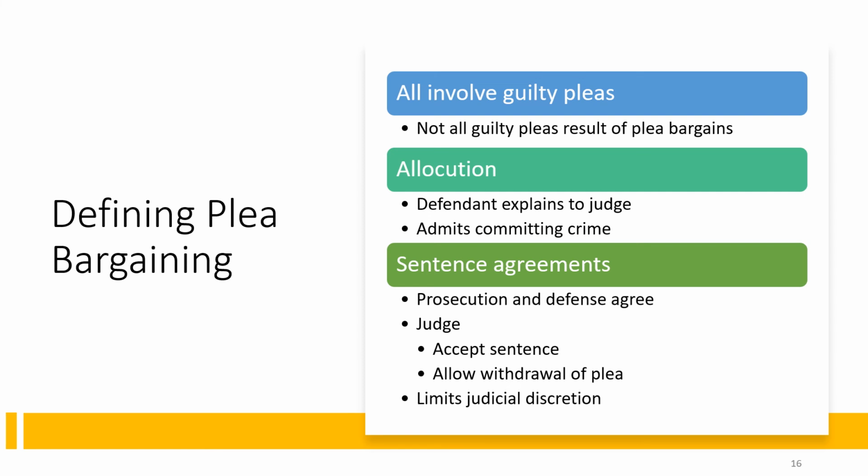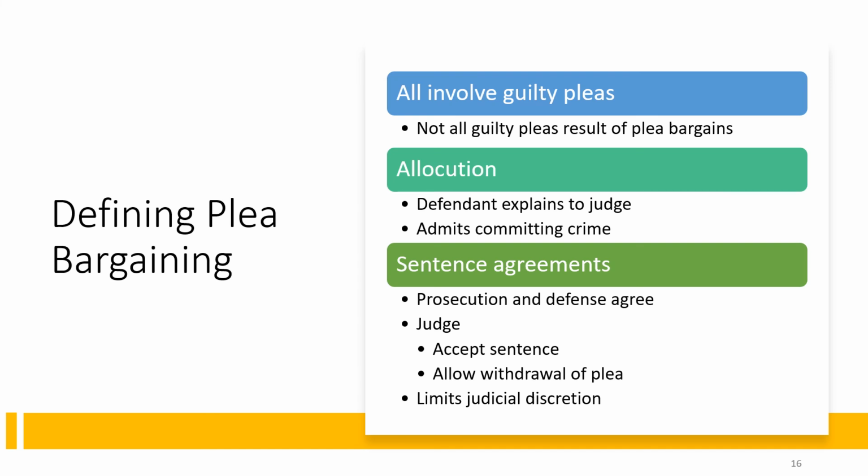to it. In sentencing agreements, the prosecution and the defense attorney agree to the terms and conditions of probation or to the days in prison or a combination thereof. And then the judge has to either accept the sentence or the judge can refuse to accept it and not allow a plea. Sometimes the judge will allow a plea, but the defendant will change his mind and they'll have to allow a withdrawal of the plea.